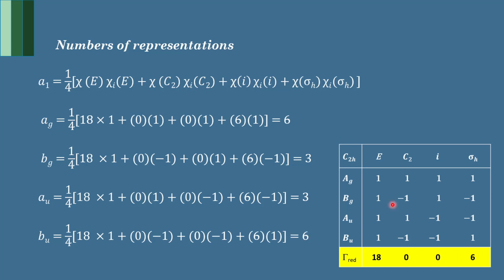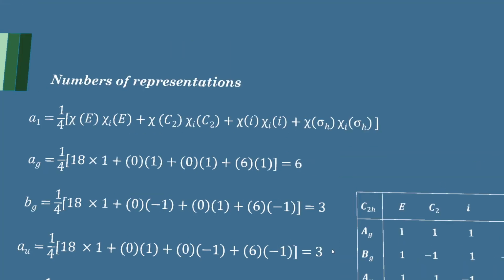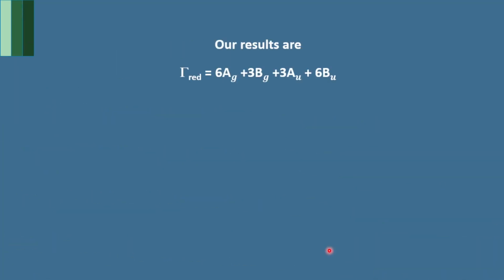So your final expression is Ag has appeared 6 times, Bg 3, Au 3 and Bu 6. The total expression now comes out to be, using this expression, a different thing, and that we will see in the character table for point group C2h. This is the expression 6Ag plus 3Bg plus 3Au plus 6Bu.